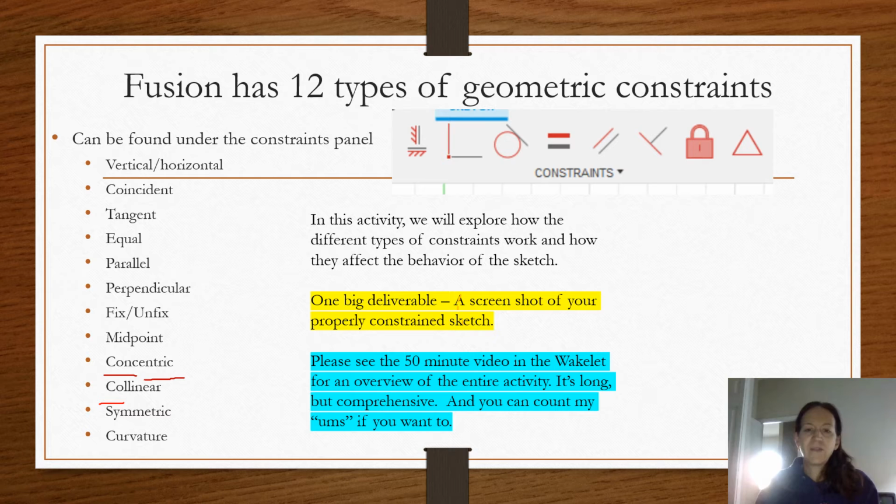And please see the 50-minute video in the Wakelet for an overview of the entire activity. It's long but comprehensive, and comprehensive just means it's very detailed and it's going to give you all the information you need, because I literally do all the things in this video that say do this and then do this and then do this. I will model them. If you've got Fusion access at home, you can play that video on a tablet or your phone and have Fusion up on your laptop, and it will literally walk you through the entire activity, including all of my little foibles and things that I get wrong. You can also count my ums if you want to, just like you might be doing in this video. Knock yourselves out, kids.